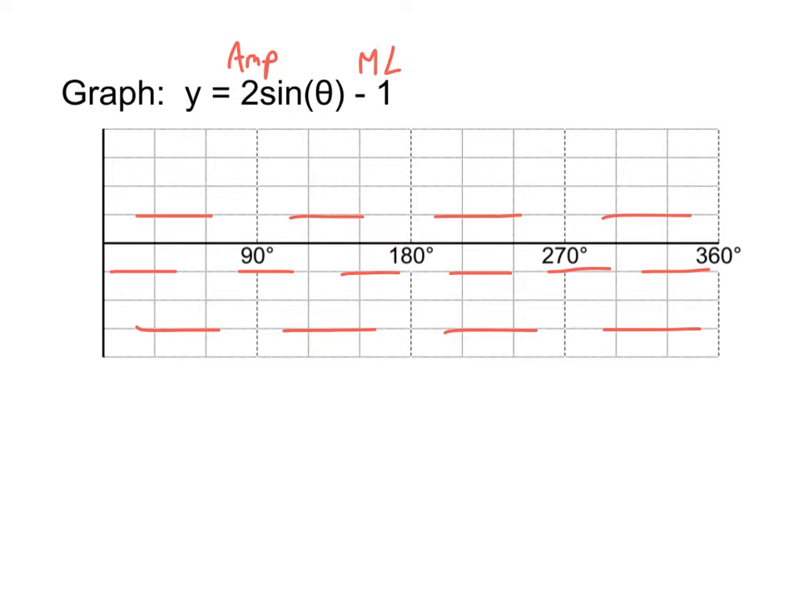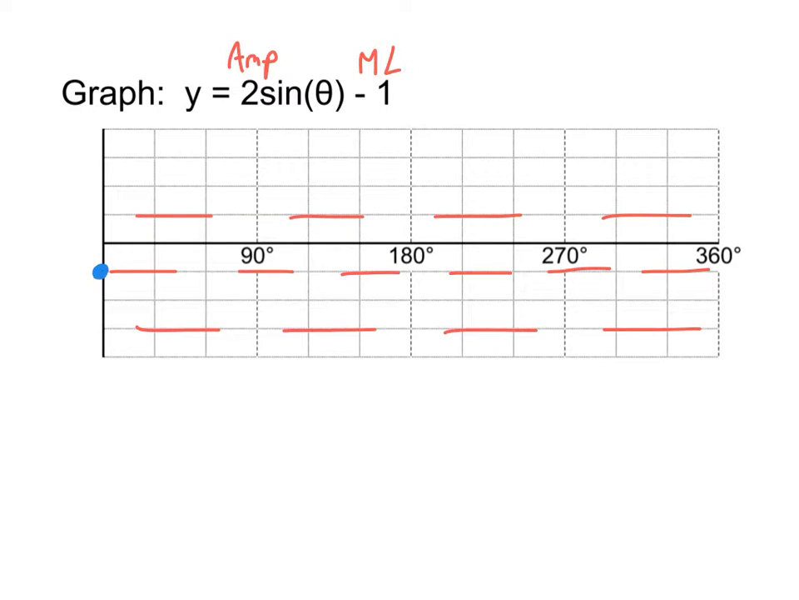By drawing those in first, I now don't have to remember the 2 and the negative 1. Now I'm just focusing on graphing sine of theta. And where does sine start? The top, the middle, or the bottom? Top. Sine starts in the middle. Just kidding. Cosine starts at the top, but sine starts in the middle.